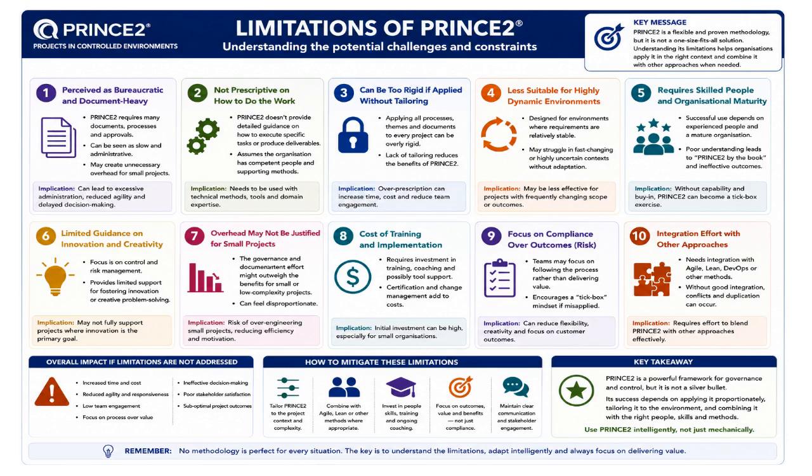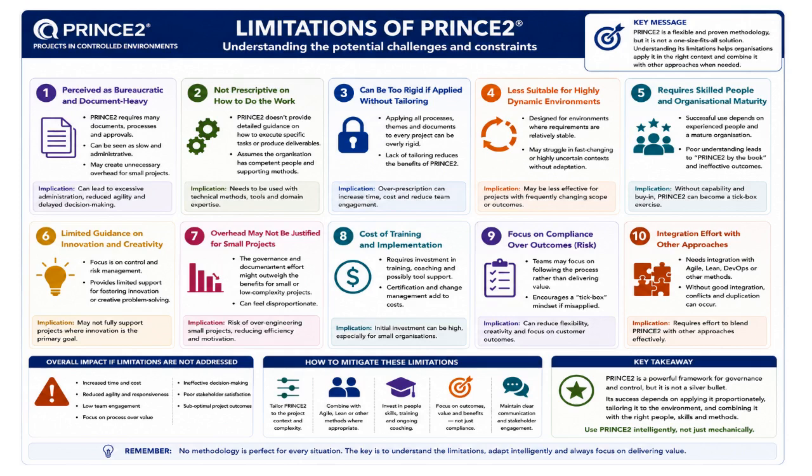The sixth limitation is limited guidance on innovation and creativity. PRINCE2 focuses heavily on governance, control, planning, and risk management. While these are important, highly creative or experimental projects may require more flexibility and freedom than PRINCE2 alone naturally encourages. This is another reason why organizations often combine PRINCE2 with agile and innovation-focused approaches.